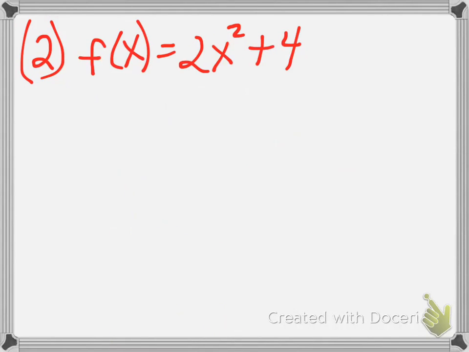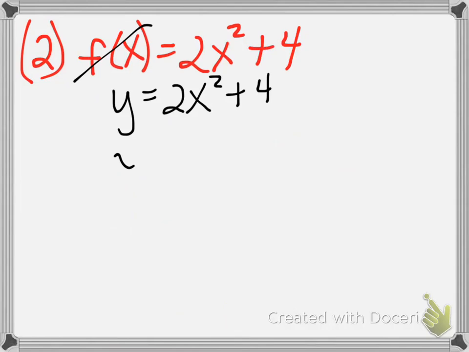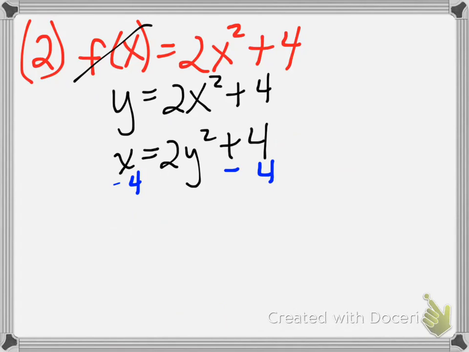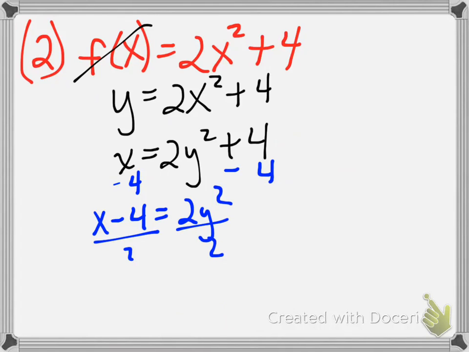Number 2, f of x is the same thing as y. y equals 2x squared plus 4. Now I'm going to switch my x and my y. And I need to get y back by itself. So first I'm going to subtract 4 from both sides. So I have x minus 4 equals 2y squared. Then I divide both sides by 2. So I have x minus 4 divided by 2 equals y squared.